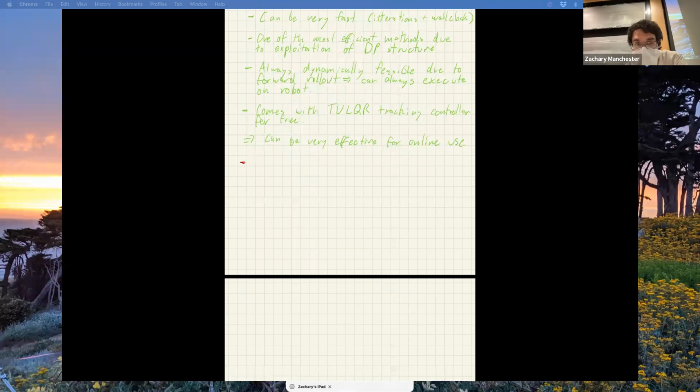So in particular, here are some negatives about these methods that we just talked about, and we'll get more into this. They do not natively handle constraints.